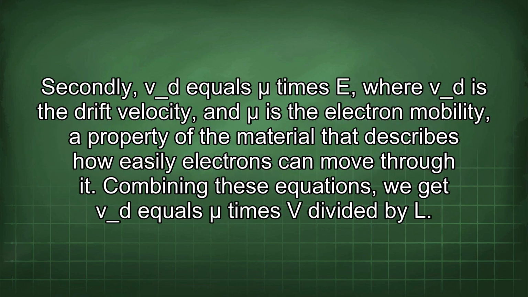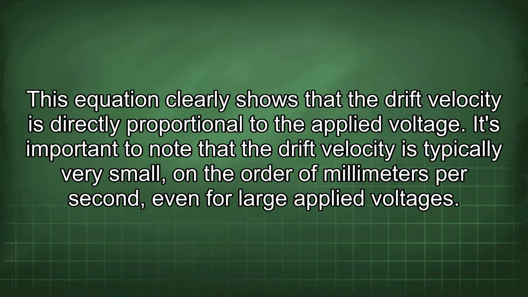Secondly, Vd equals mu times E, where Vd is the drift velocity, and mu is the electron mobility, a property of the material that describes how easily electrons can move through it. Combining these equations, we get Vd equals mu times V divided by L. This equation clearly shows that the drift velocity is directly proportional to the applied voltage.